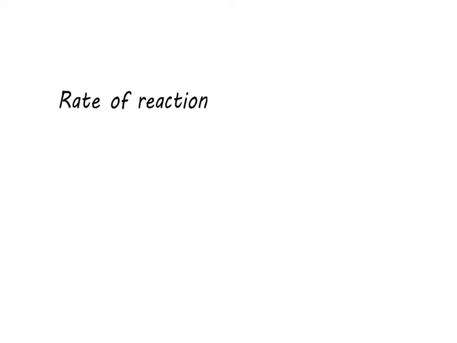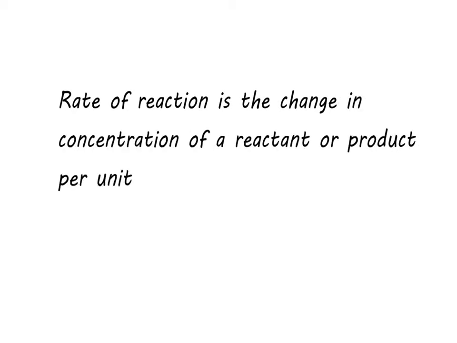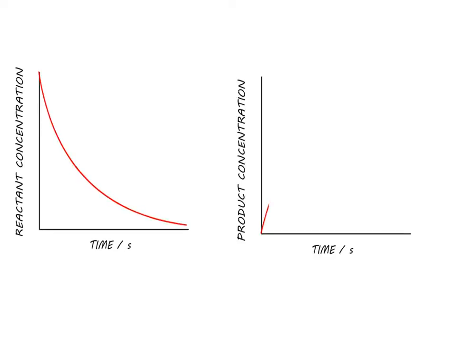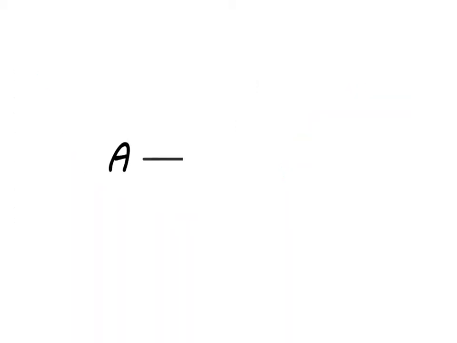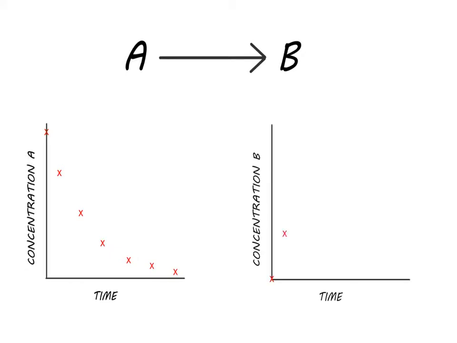Rate of reaction is defined as the change in concentration of a reactant or product per unit time. In order to measure rate, you must determine how fast a reactant is being used up or how fast a product is being produced. For example, consider a reaction where reactant A is converted to B. We could measure the concentration of reactant A over a period of time, or we could monitor the production of B over a period of time.